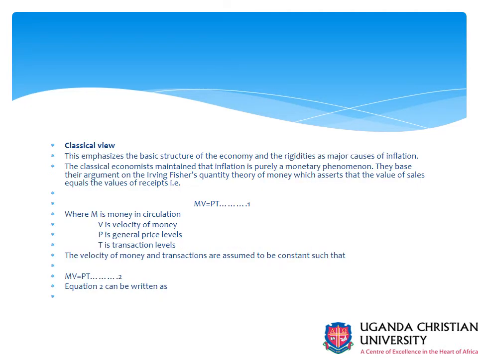So the classical view. What does the classical view say causes inflation? This emphasizes the basic structure of the economy and the rigidities as major causes of inflation. The classical economists maintain that inflation is purely a monetary phenomenon. So when you look at a classical view, it has some tendencies like the monetarists. They base their argument on Irving Fisher's quantity theory of money, which is such that the value of sales equals the values of receipts. As you see, this is Irving Fisher's quantity theory of money, where we have money supply and the demand for money on the other side. So they also assert that the structure of an economy and the rigidities in that economy are major causes of inflation.